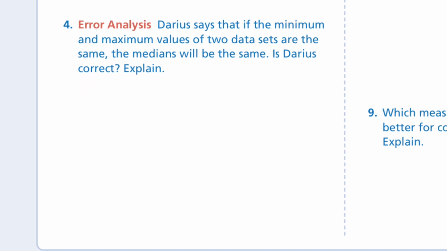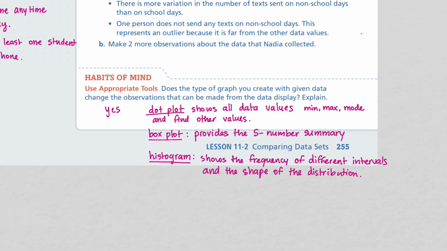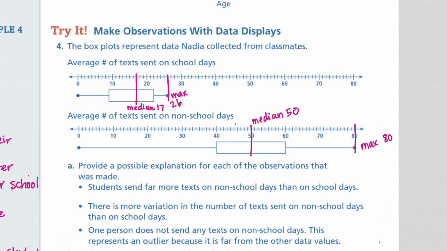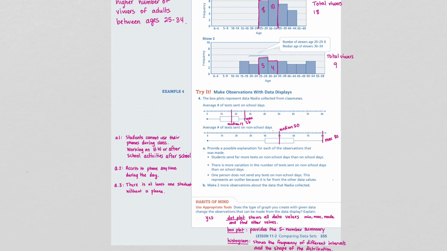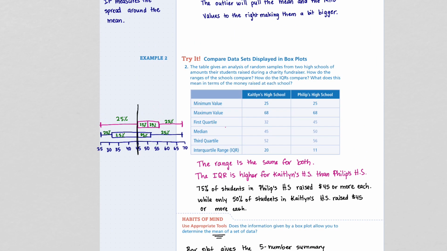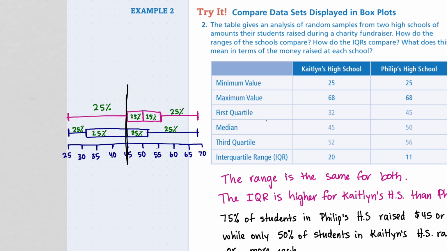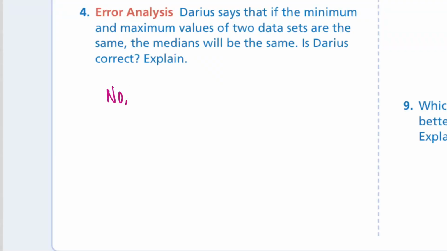Error analysis. Darius says that if the minimum and maximum values of two data sets are the same, then the medians will be the same. Is Darius correct? Explain. And the answer is no. Remember the last two sets of data here that we were comparing. They had the same minimum and the same maximum, but that didn't mean that their medians were the same. The median is the middle value.